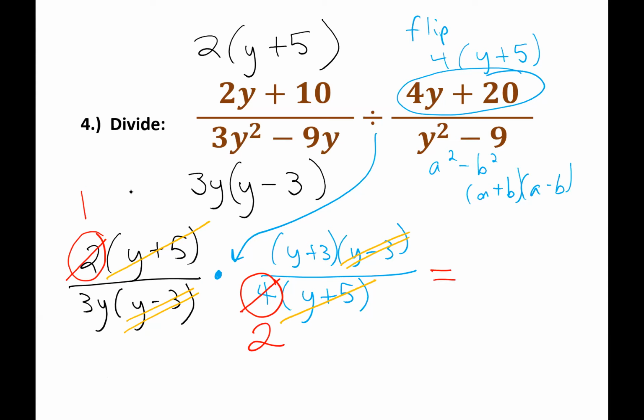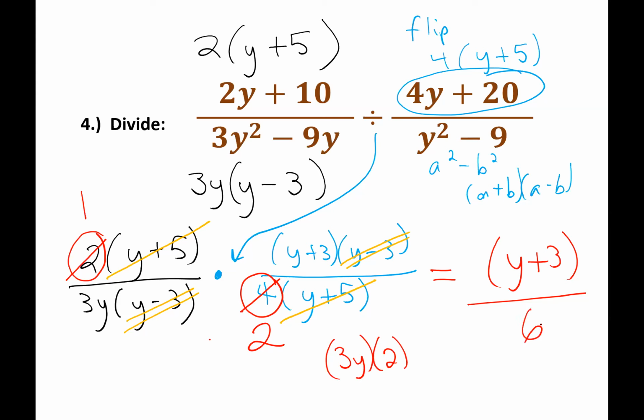So this 1 gets multiplied by y plus 3. So that's just 1 times y plus 3, which means I don't even need to write the 1 in the final answer. In the denominator, this 3y gets multiplied times 2. So we do want to multiply those together because they're both single terms, they're both monomials. 3y times 2 is 6y. So our final answer is y plus 3 over 6y.